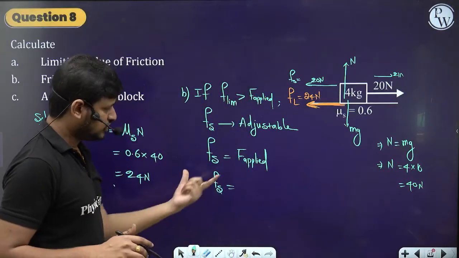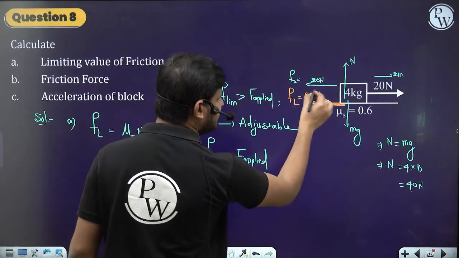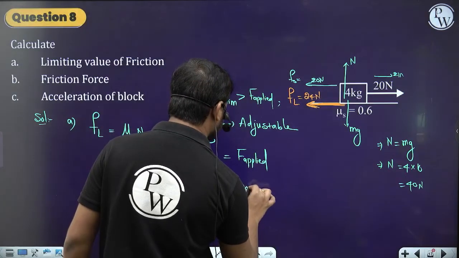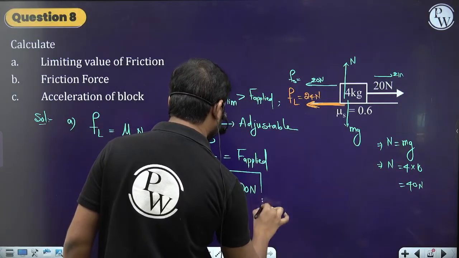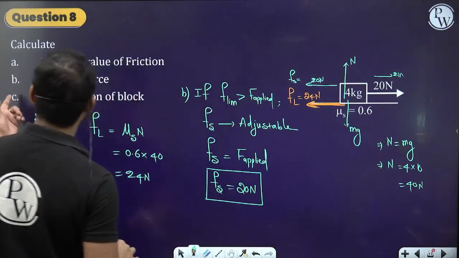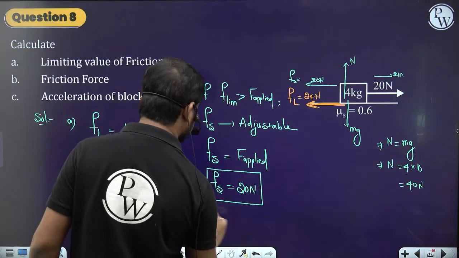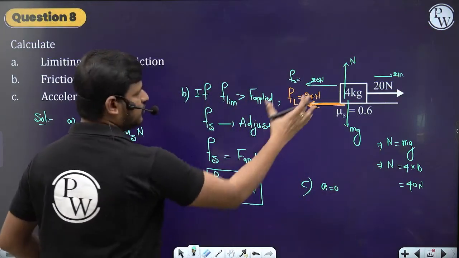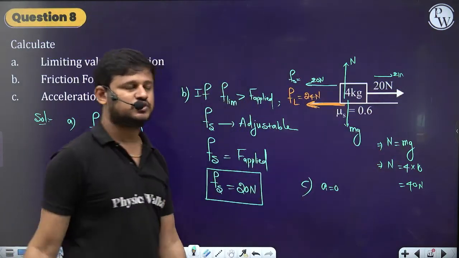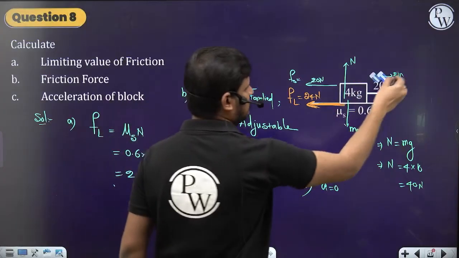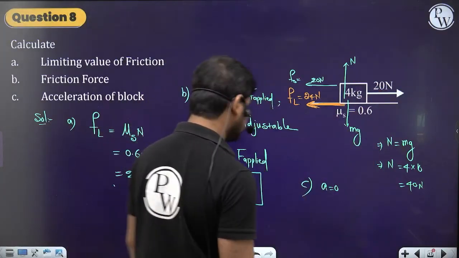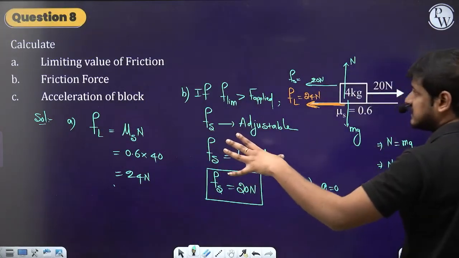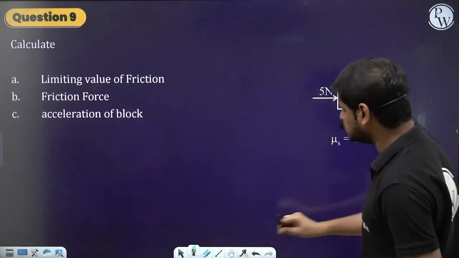Okay, chalo. So here the static friction adjusts itself to the 20 newtons. This is the B question. And what is the acceleration of the block? That is the C question. The acceleration is going to be 0, because 20 newtons this side, 20 newtons that side. So there is no acceleration. Clear, guys? Chalo. If you don't understand this one, we'll solve one more question, you'll understand better.